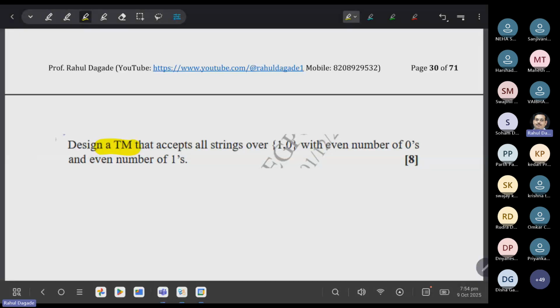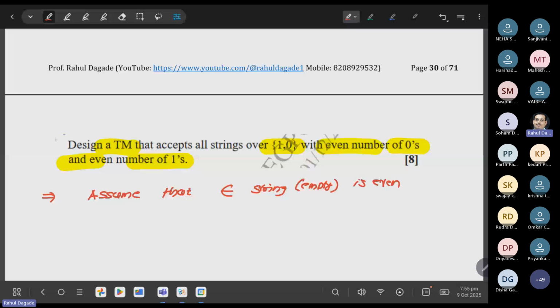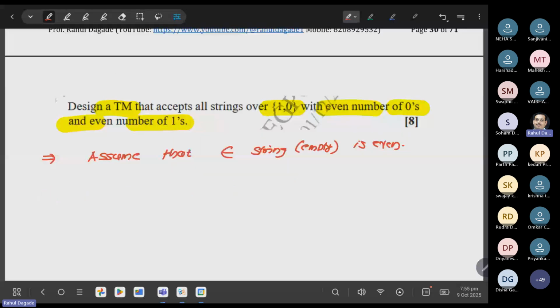Design Turing machine that accepts all strings over 1 0 with even number of zeros and even number of ones. We have designed finite automata for such problems. Let us see how we can design Turing machine. So let us first assume that null string or empty string is even. Let us first assume that we are assuming that nothing means even.